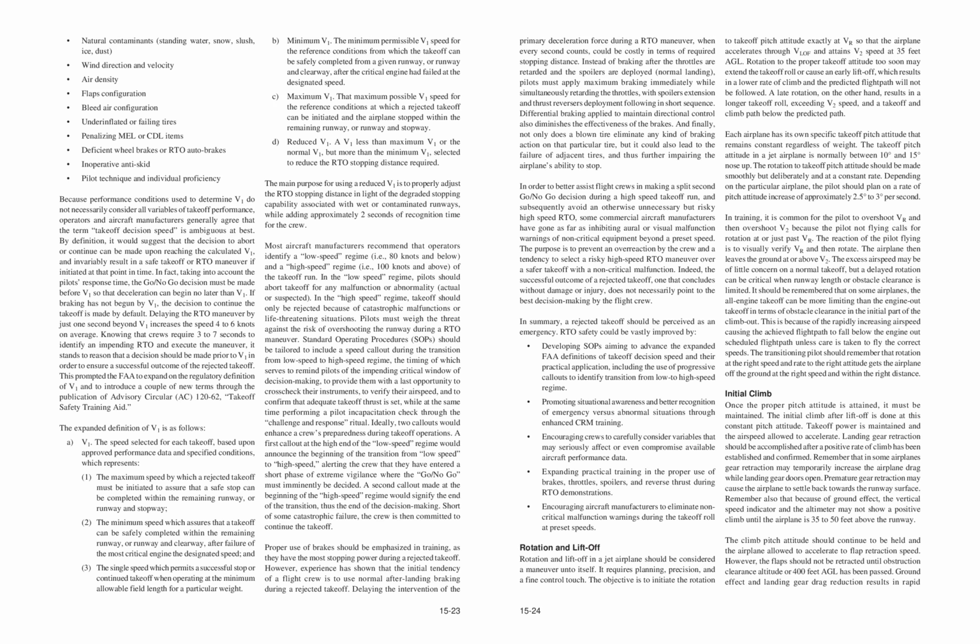In order to better assist flight crews in making a split-second go/no-go decision during a high-speed takeoff run, and subsequently avoid an otherwise unnecessary but risky high-speed RTO, some commercial aircraft manufacturers have gone as far as inhibiting oral or visual malfunction warnings of non-critical equipment beyond a preset speed. The purpose is to prevent an overreaction by the crew and a tendency to select a risky high-speed RTO maneuver over a safer takeoff with a non-critical malfunction.